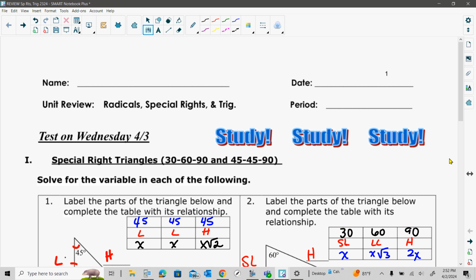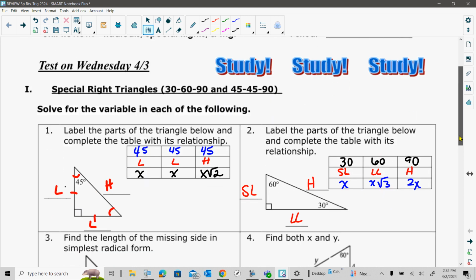All right, guys. This is going to be a little overview, me going over a couple sections, just to recap what you need to know for your test tomorrow. It's pretty much covering special rights and trig. So we do need to know these formulas or understand how to use the formula.